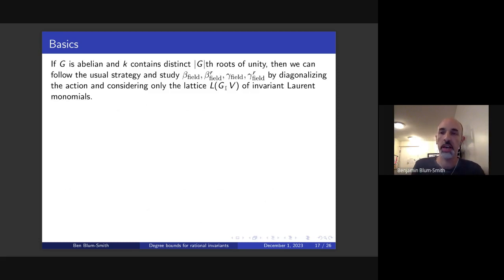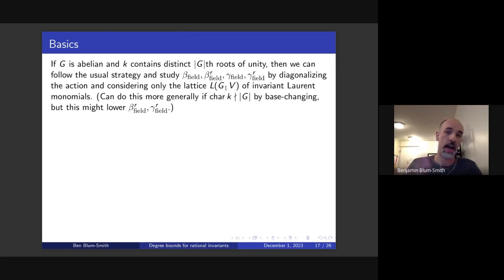If we take the invariant proper monomials, we get essentially a combinatorial datum that captures the whole invariant ring. And if we take the whole lattice of invariant Laurent monomials, meaning possibly negative exponents, then we get a combinatorial datum that captures the whole story of the field. And actually, as an aside, all we need here is the non-modular assumption because we can base change. But we have to keep in mind this might lower the rational versions of the numbers.